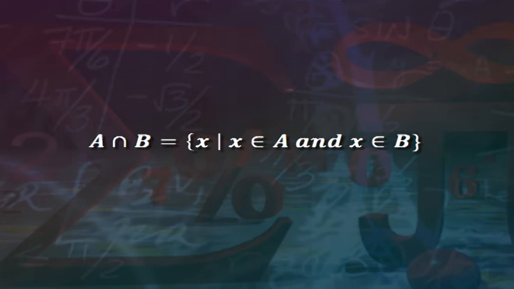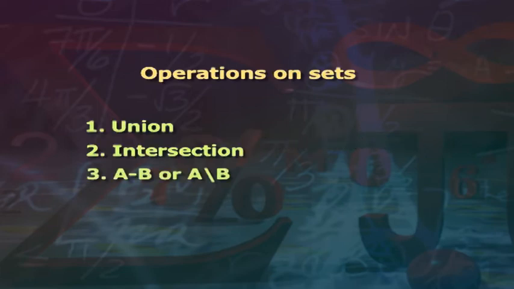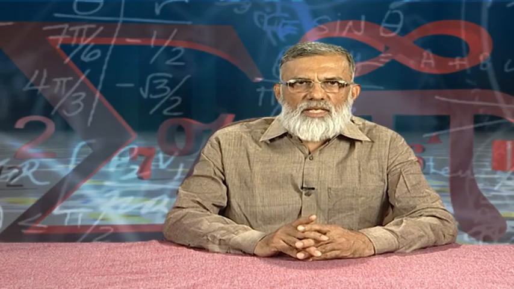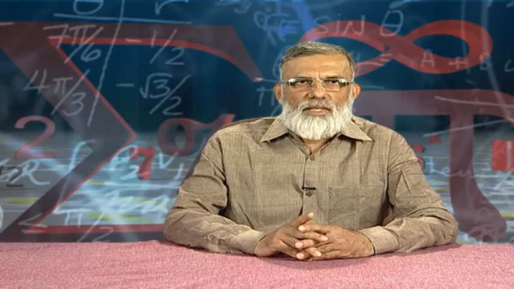3. A dash B or A backslash B. The set A dash B is the set of all elements of A which are not in B. In other words, A dash B, which is equal to A backslash B, is equal to the set of all X such that X is in A, but X is not in B.